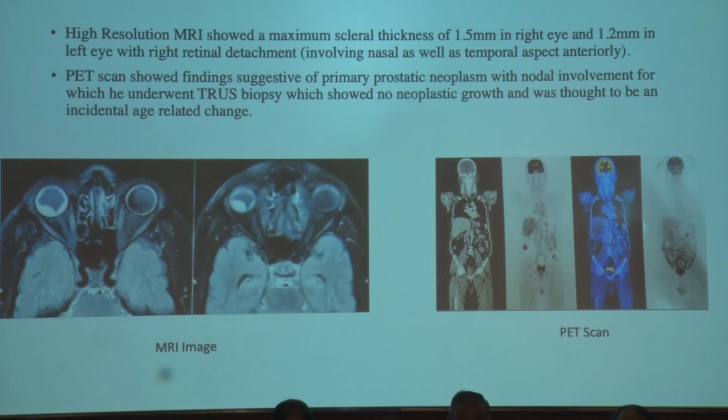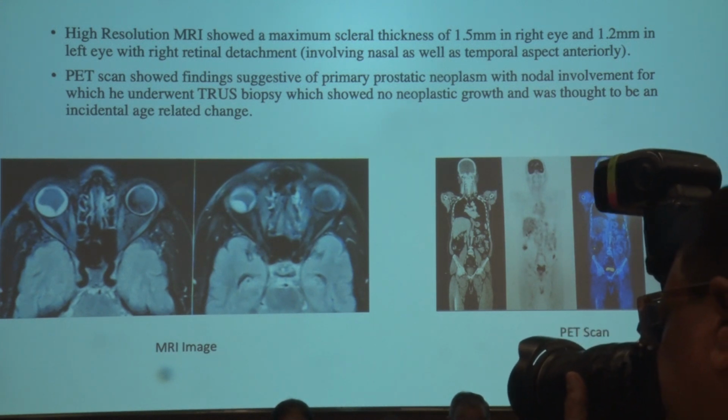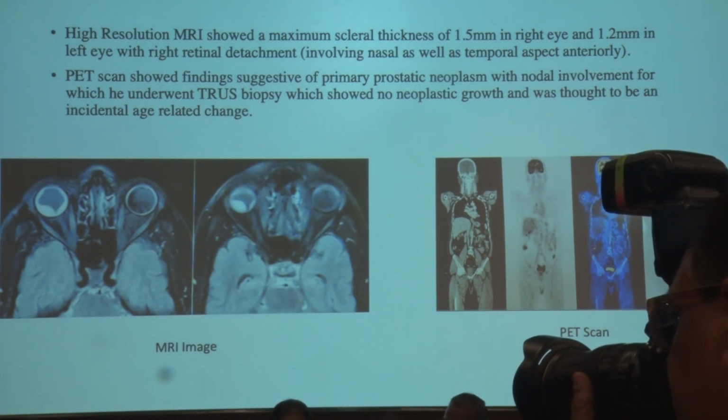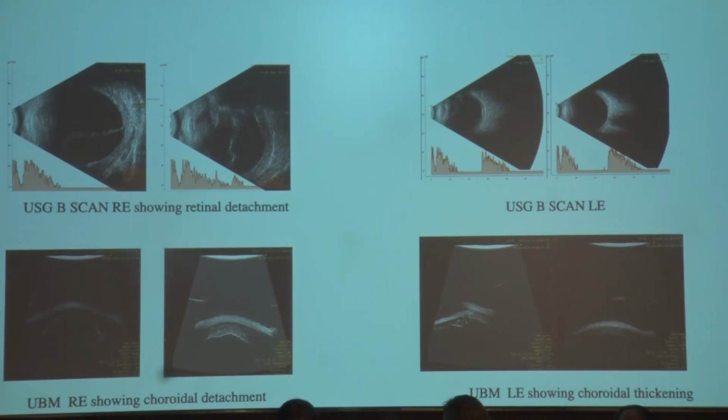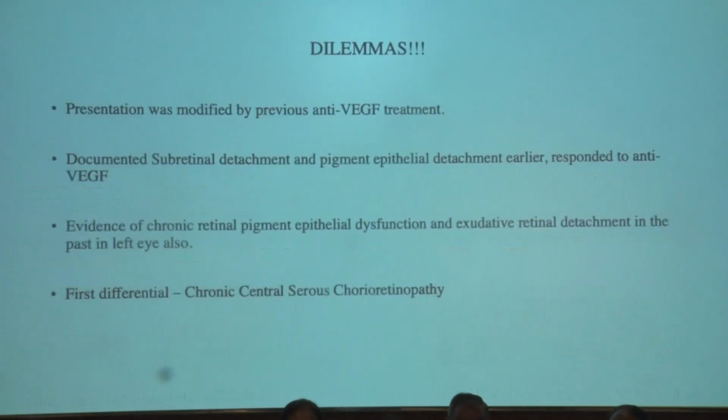So he was referred to a surgeon where he underwent a TRUS biopsy, but it showed no neoplastic growth on the histopathological report, and it was found to be an incidental age-related change. He also underwent an MRI to see the scleral thickness, which was 1.5 mm in the right eye and 1.2 mm in the left eye, which was in the normal range. The USG-B scan in the right eye showed a retinal detachment, and the UBM showed a choroidal detachment. In the left eye, there was just choroidal thickening with the retina attached.